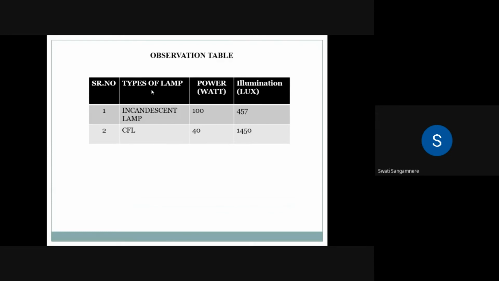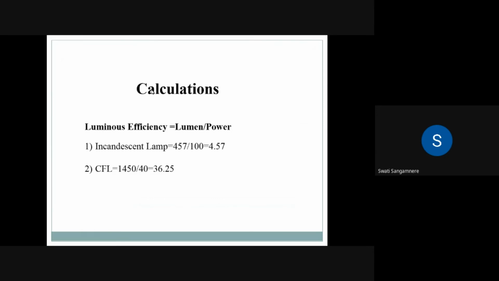From that reading, we can calculate the luminous efficiency. The formula for luminous efficiency is lumen upon power. So the incandescent lamp efficiency is 457 divided by 100, so the efficiency of incandescent lamp is 4.57, and the CFL lamp efficiency is 36.25. So from this practical, we can conclude that as compared to incandescent lamp, the CFL lamp has high efficiency.